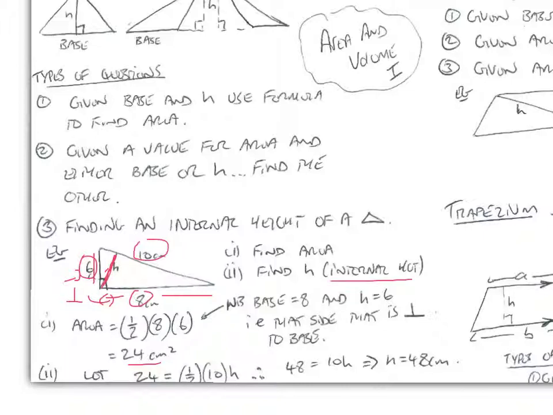Then we're asked to find h, the internal height. We let the area, 24, equal half by 10, because we're calling this our base now, and we're using our internal height h, which is at a right angle to the base in the second part. So we have 24 equals a half by 10 by h. That means 2 times 24 is 48, equal to 10h, so h is equal to 4.8 centimetres.